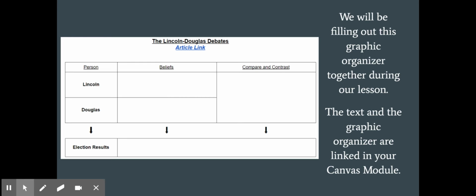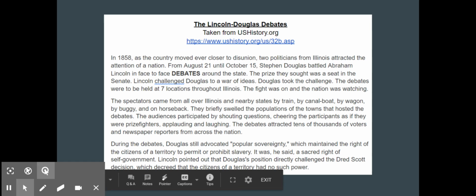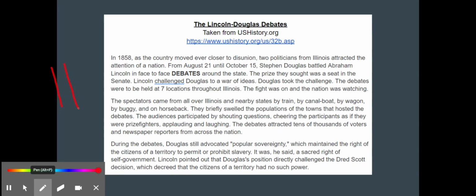If you would like to go ahead and pause and copy this down, you certainly can, or you can use the digital link for the graphic organizer and the text, which is linked underneath this video in the Canvas module. We also are going to be using this text, so go ahead and pause and utilize that text, which is under the text link under this video, to review that text. And when we're ready, let's go ahead and get started.